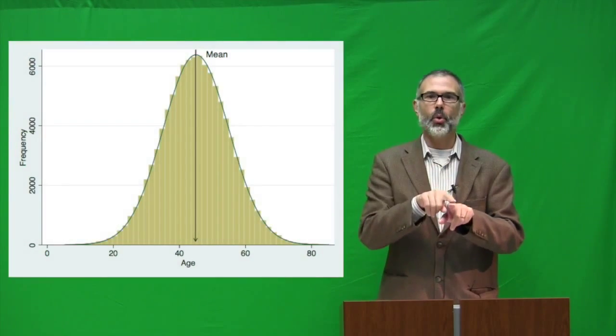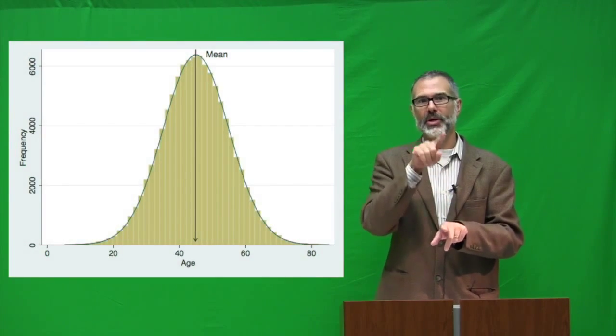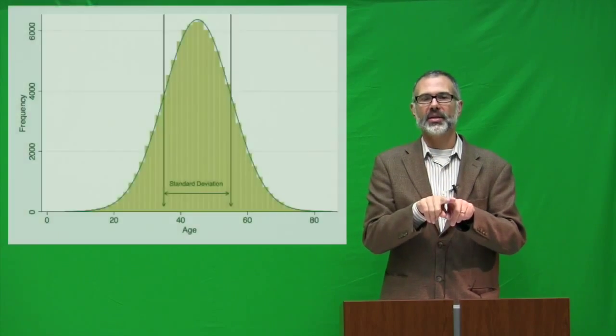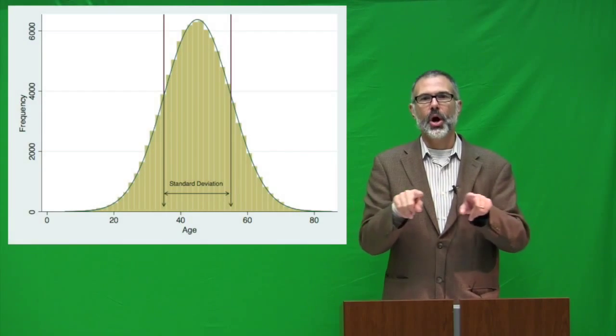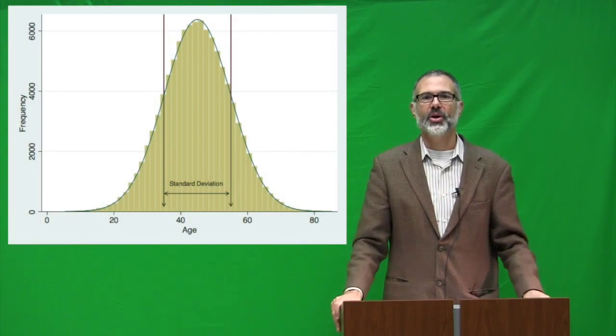So mean or median or mode would be measures of central tendency, whereas standard deviation and variation are measures of dispersion, how spread out a population is. And those tell me slightly different things about something. So let's first start with measures of central tendency.